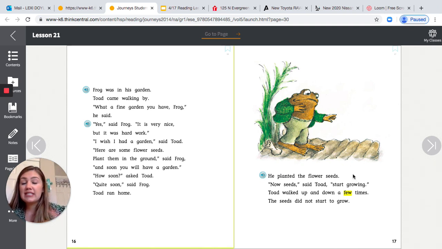So he planted these seeds and he wants to see them start growing right away. If any of us have ever planted anything, you probably know that's not going to happen. So let's see what Toad does about his garden.